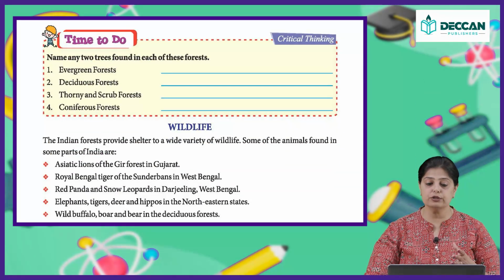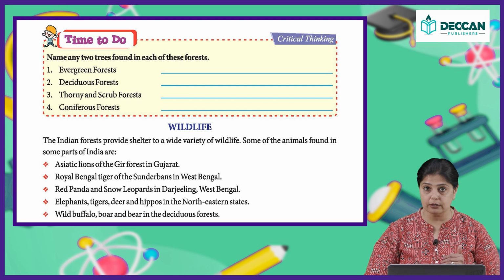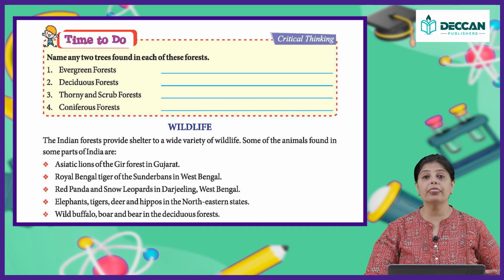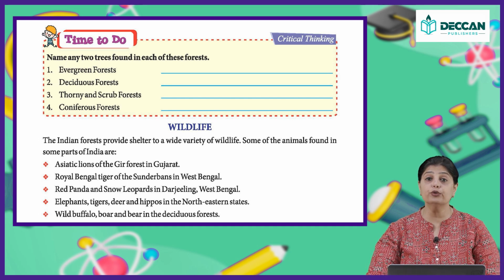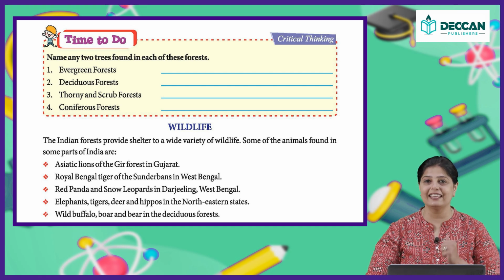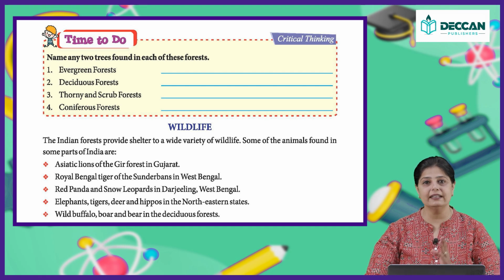Now, time to do: you have to name any two trees that are found in each of these forests. You have to find out which trees are found in the evergreen forest, deciduous forest, thorny and shrub forests, and coniferous forest. Now, let's move from forest to another very important thing that you find especially in the forest areas. What is it? Yes, that's the wildlife.